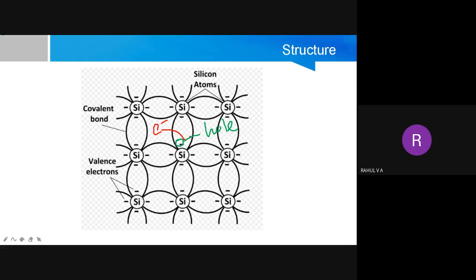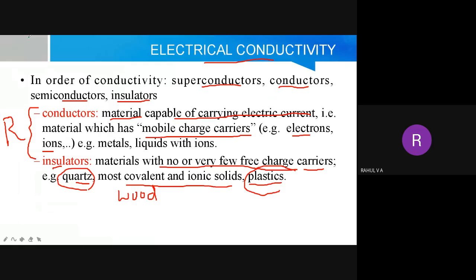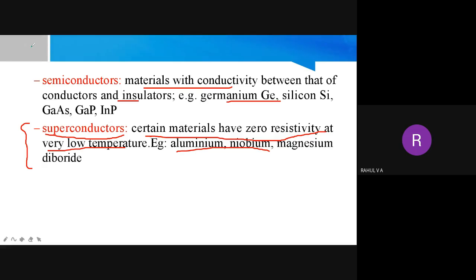ഓക്കെ, ഇന്നത്തെ ക്ലാസ്സിൽ നമ്മൾ എന്തൊക്കെയാണ് പഠിച്ചത്? First we classified materials based on conductivity. കണ്ടക്ടിവിറ്റി അനുസരിച്ച് മെറ്റീരിയൽ ക്ലാസിഫൈ ചെയ്തു. So superconductor, conductor, semiconductor and insulator. And I was telling that conductor means it will allow the passage of electric current. That means there are a lot of free electrons. And insulator means it won't allow the passage of electric current. There is no free electron in the outermost shell.